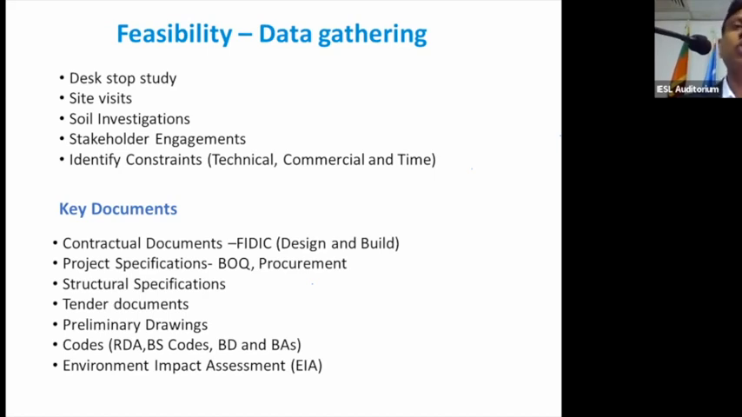These are things you should know: how we operate, what context, and how you put the pressure, etc. But that ultimate goal for us should be, we want the best bridge. We want the right thing. Right? And so please go through the tender documents, preliminary drawings, codes, etc. So that's a starting point.